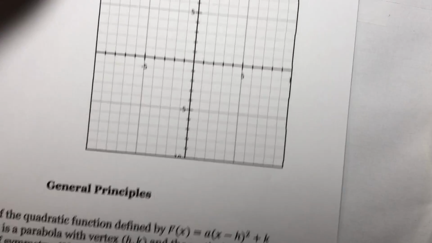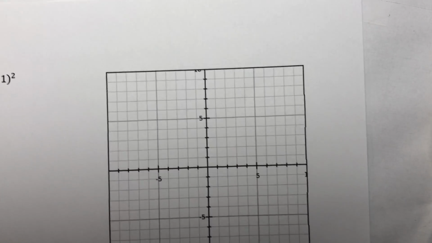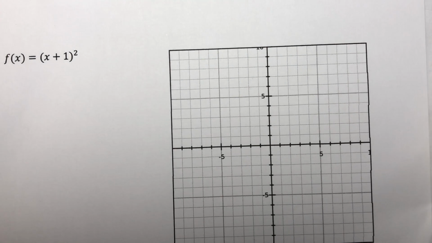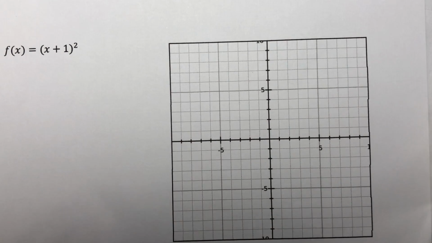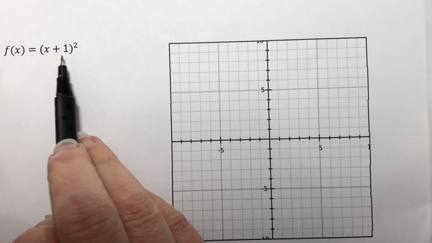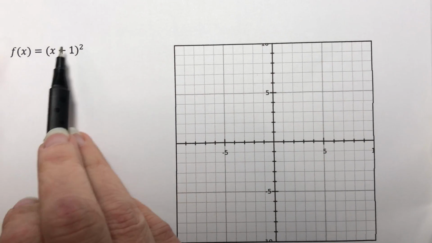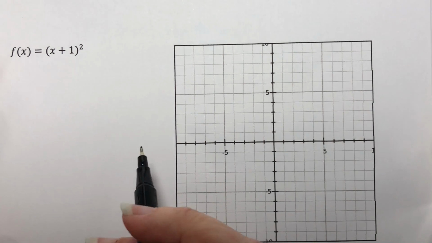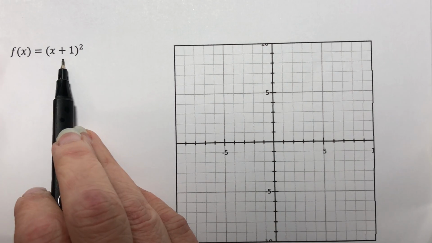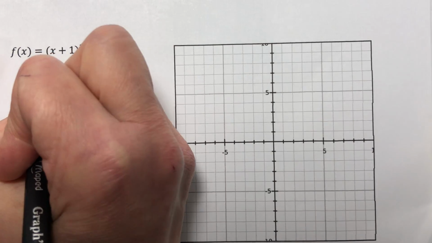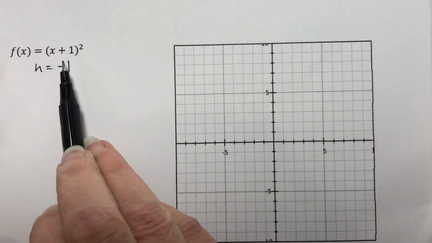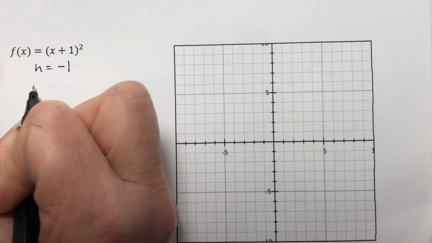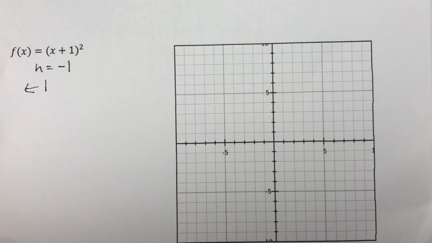Let's try a different one here. If I have f of x equals x plus 1 squared, the change here is a 1, and it is inside the square, so I know I'm going to be moving 1 unit either left or right. Remember that this seems backwards, so in this case, my h is equal to negative 1 because this is a plus sign. It's a negative number, so we're going to be moving left 1 unit.